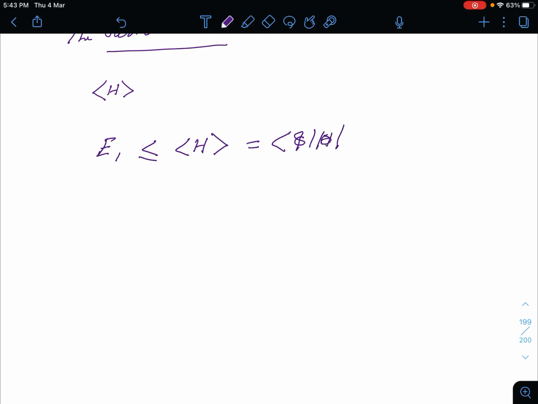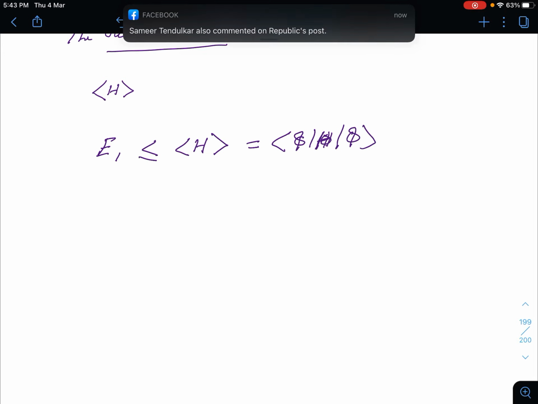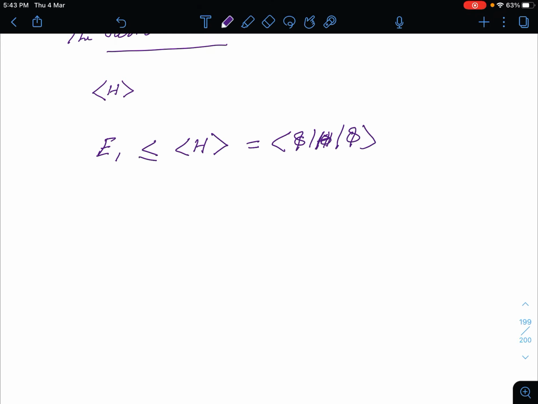So the expectation value of H with respect to the trial wave function which we are using will be greater than or equal to the ground state energy E1. Okay, let's go for the proof.